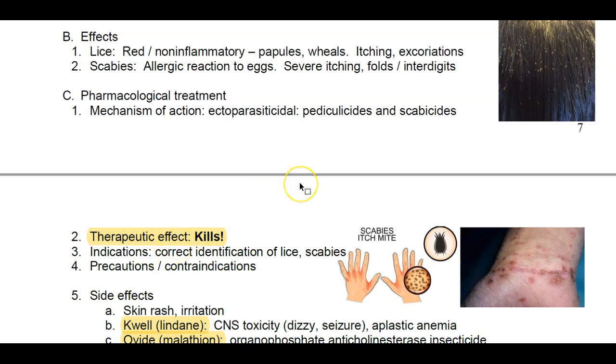So indications for these agents is to correct, one, we need to make sure that they're the right parasites, right? So these are for lice and scabies. Precautions and contraindications will be dependent on the agent that we are using. But just remember, because these are parasites, our intention is to kill these organisms. Usually the side effects can be quite extreme in a way if we are not careful when administering these agents.